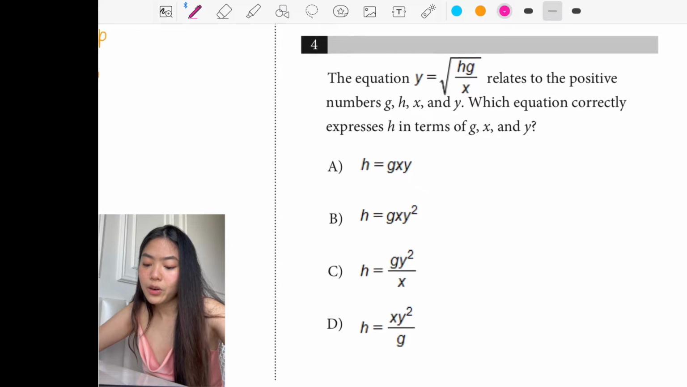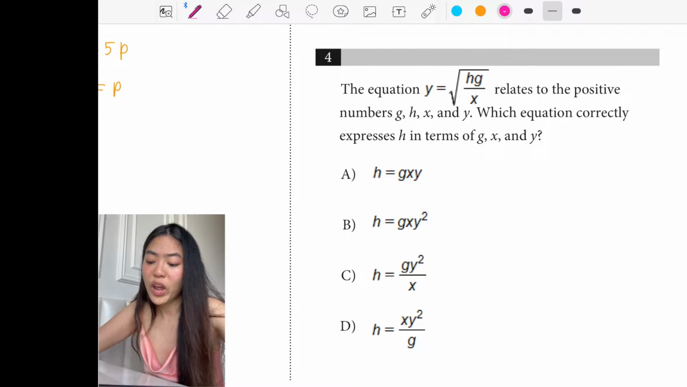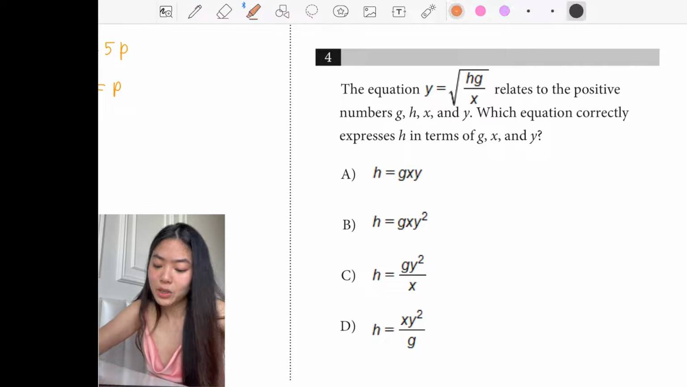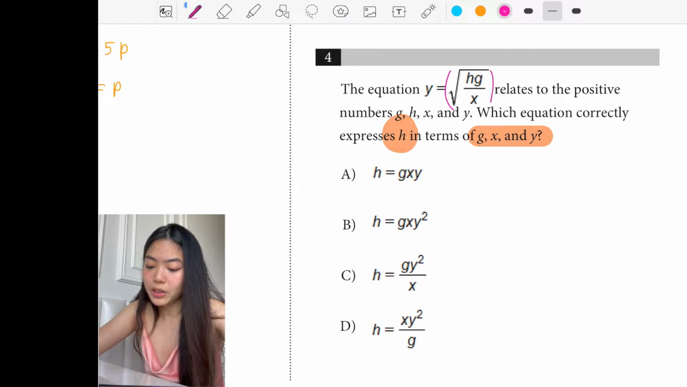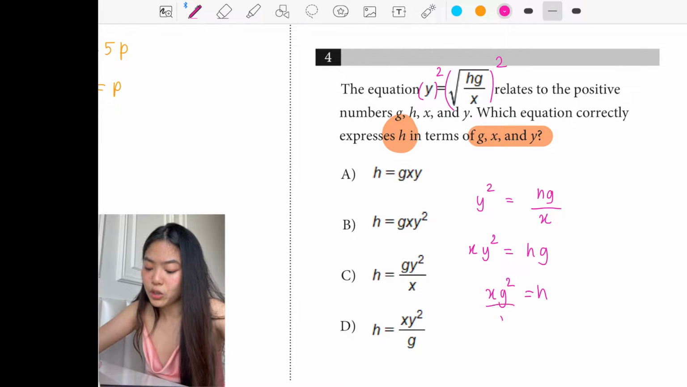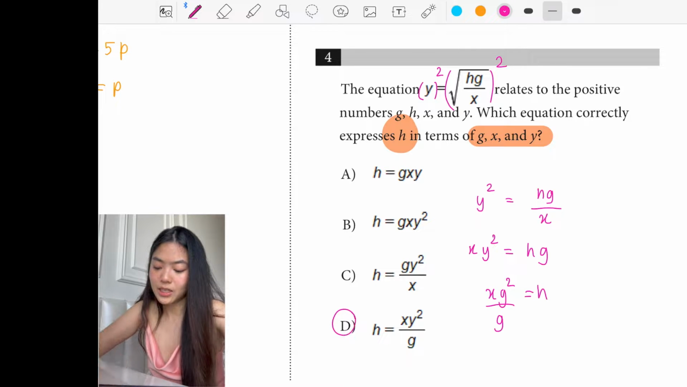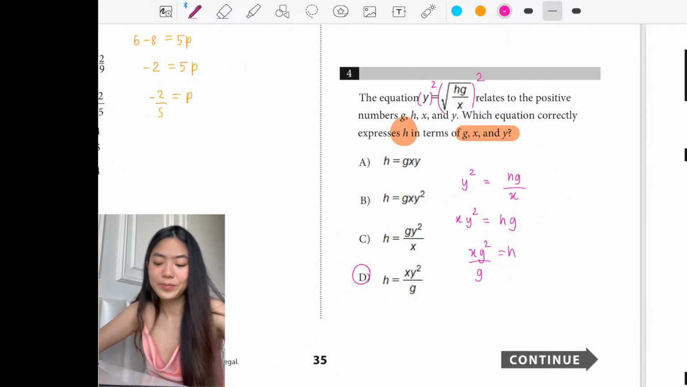Next, 4. Equation y equals the square root of hg over x. This one wants h in terms of g, x, y. So we want to make h the subject. Here we get rid of the square root, so we square both sides. Now we multiply by x, and we want h alone, so we move g to divide. Then the answer here is D, xy squared over g.